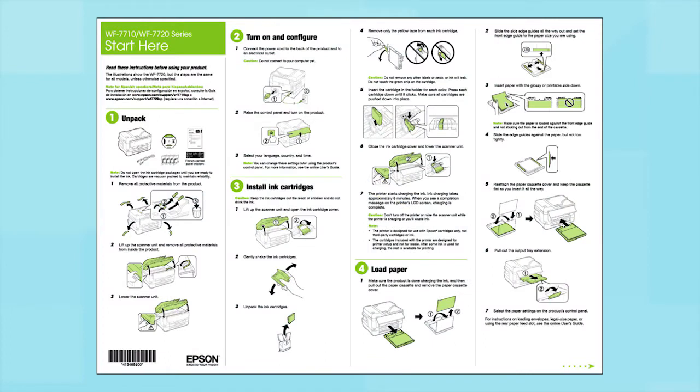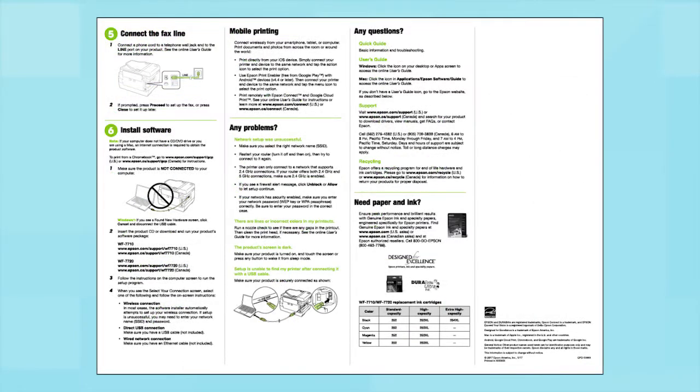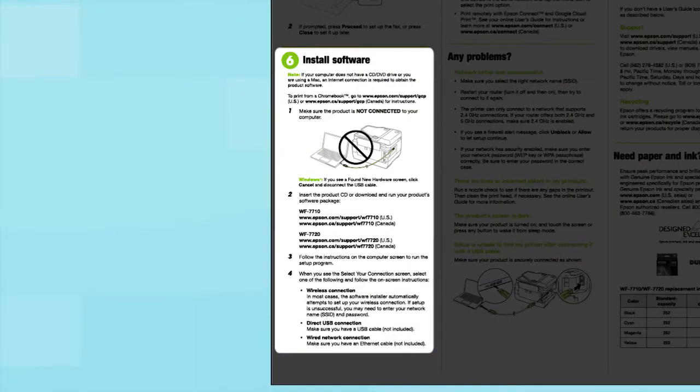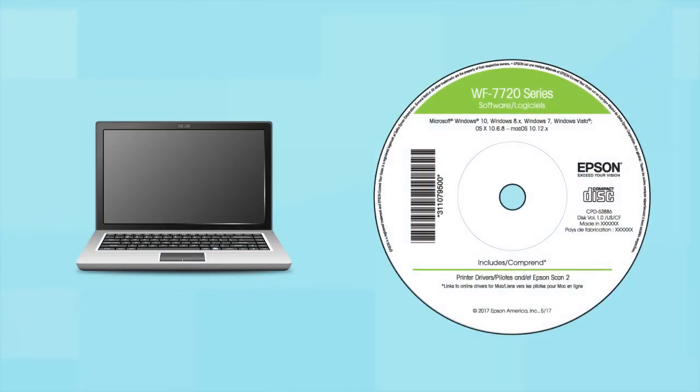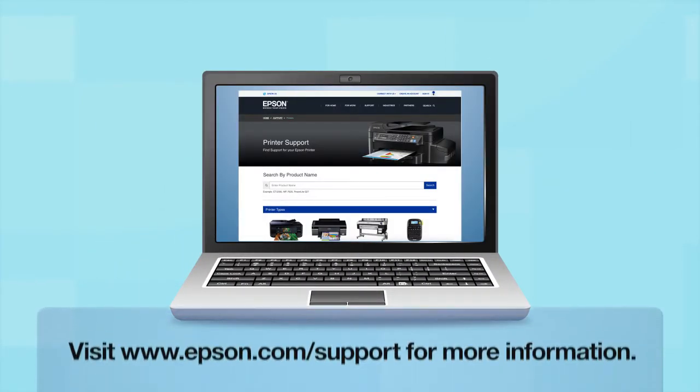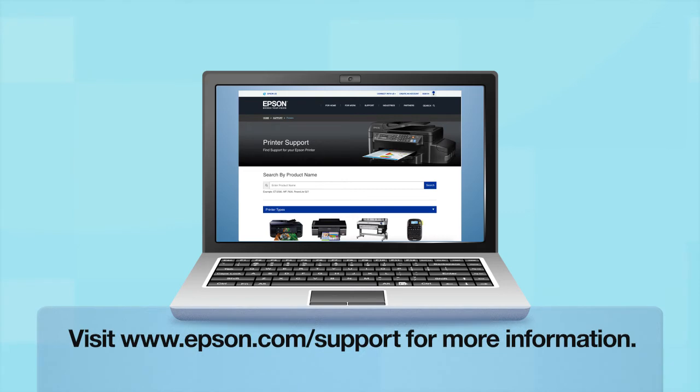Follow the steps on the Start Here sheet. The Start Here sheet shows you how to physically set up your printer. When you get here, install your printer software. Insert the CD that came with your printer. If you do not have a CD drive, download and run the product's software package from the Epson support site.